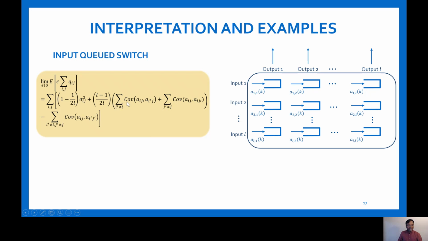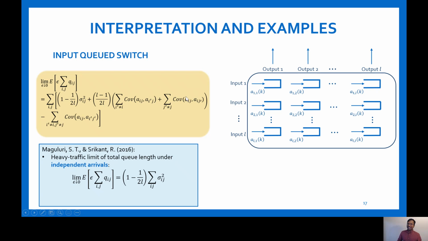In particular, if I'm looking at this queue, I care about the covariance with respect to the other queues in the row, the covariance with respect to the other queues in the column, and the covariance with respect to everybody else. Those are all these covariance terms. If I have IID arrivals, where my covariances are all 0, this reduces to this nice simple form, which was obtained in previous work. So we generalize the previous work to allow for dependence across the queues. This is very important in real-world data centers, because assuming the arrivals are IID across queues is very unrealistic. In real data centers, people have measured and noticed that the arrivals are very highly correlated.